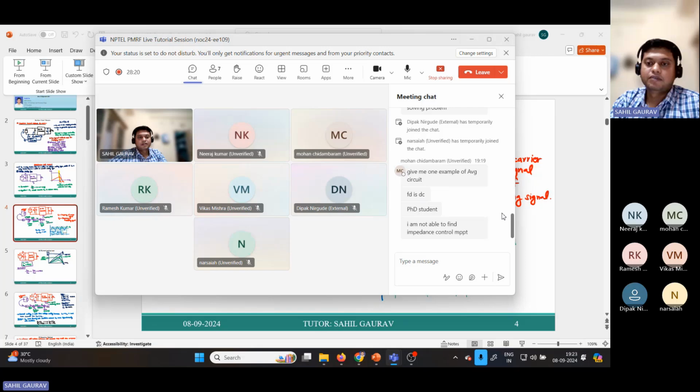I'm not able to find impedance control MPPT. Okay, so I will try to see some papers where they have done analysis for this impedance control MPPT. Generally, these are basic conventional methods, meaning at the starting of PV technology they might have done research. So nowadays, if you see papers, there will be very few.